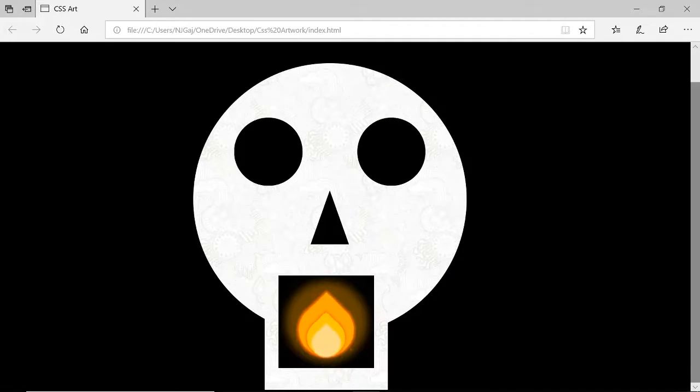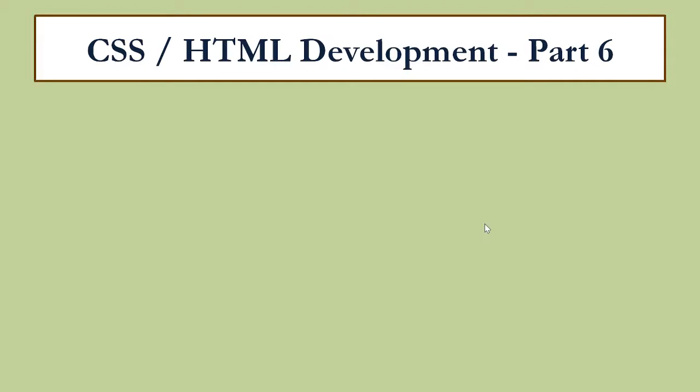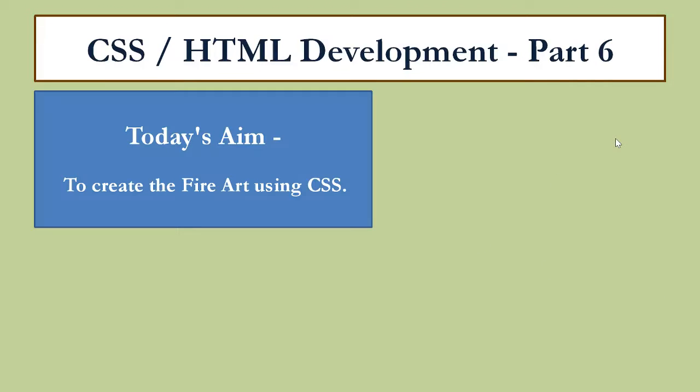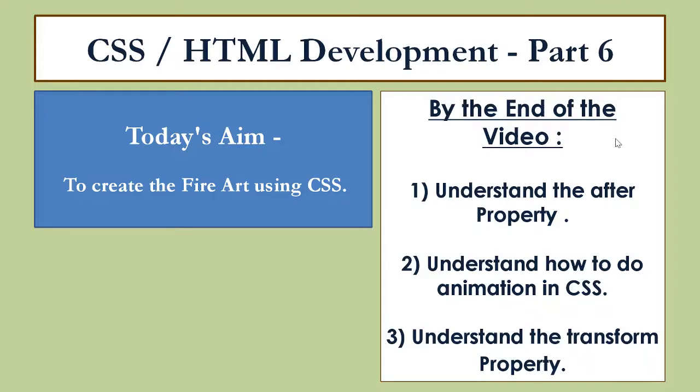So we already have the majority of the artwork done. In this video we're just going to be looking at how to make that flame, how to make that glow, and how to make that animation. So by the end of this video, the big aim is for you to be able to create the fire art using CSS. You will have a better understanding about the after property and how to use it. You'll be able to understand how to use the animation property in CSS and how we can use the transform property in CSS.